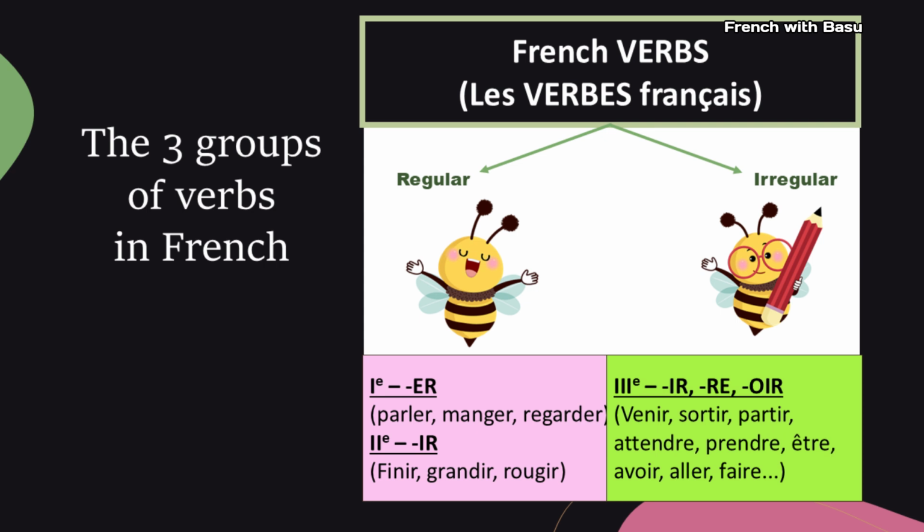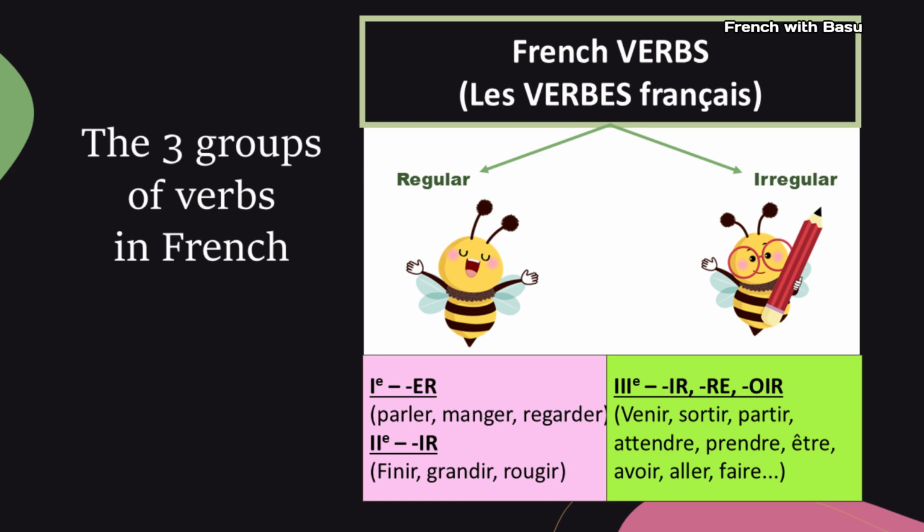How to conjugate a verb in le subjonctif présent? At first, we will learn how to conjugate a verb in le subjonctif présent tense. There are 3 groups of verbs in French. First group of verbs end with er, second group of verbs end with ir, and third group of verbs end with ir, re, and oir. First group and second group of verbs are called regular group verbs, whereas third group of verbs are called the irregular group of verbs.